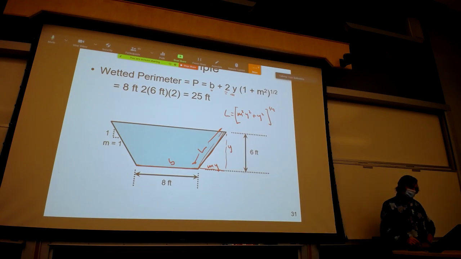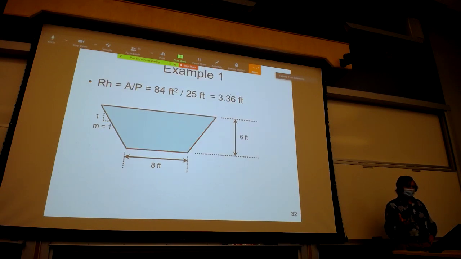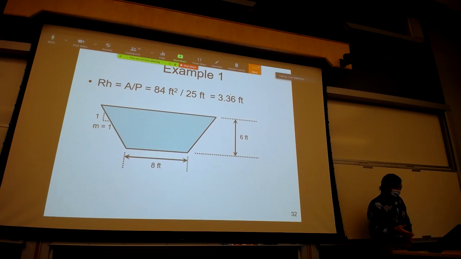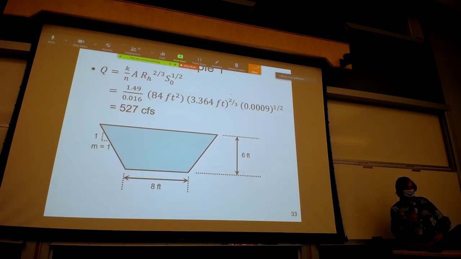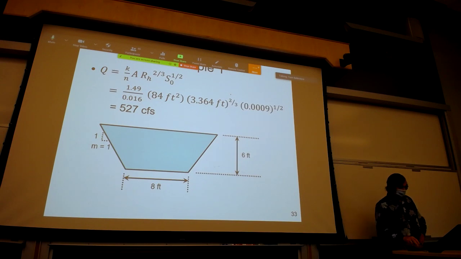It's not exactly 25 feet. So there's the wetted perimeter. We have the area of 84 square feet. Wetted perimeter is 25 feet. So that gives us a hydraulic radius of 3.36 feet. And now we have everything to put into the Manning equation.